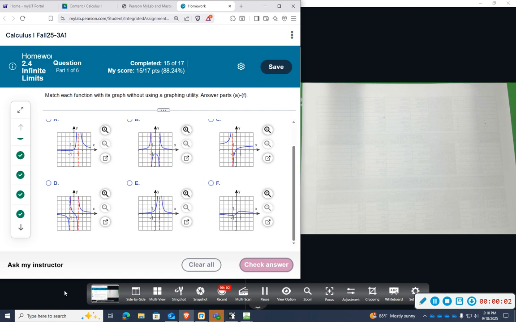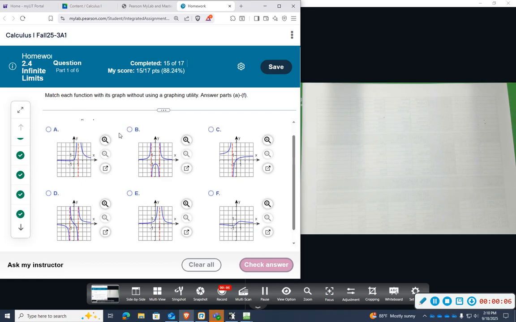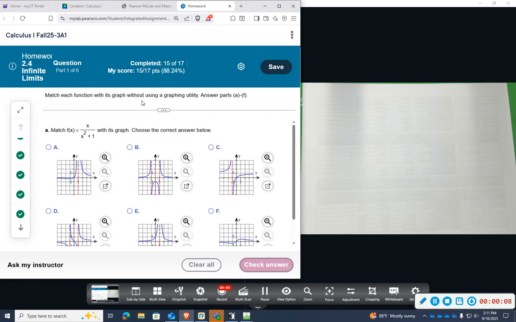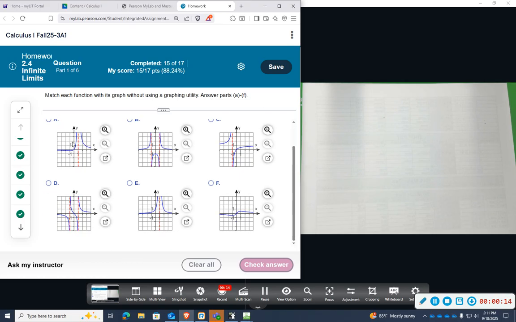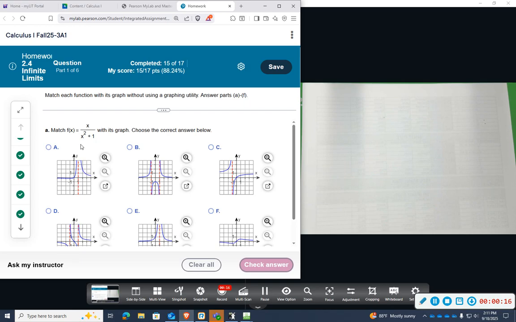All right, question number 16. We have 6 parts. We want to match each graph with its equation without using a graphing utility. So it looks like the best way to do this is to look at the vertical asymptotes, starting with the denominator.